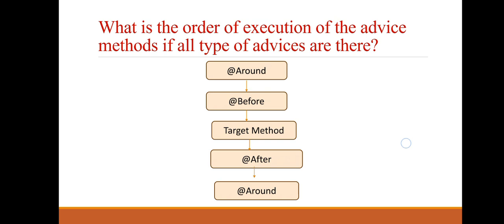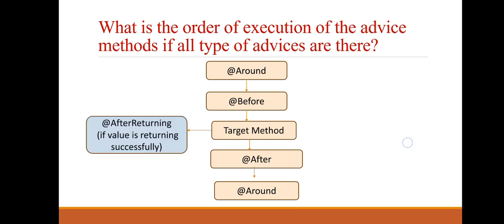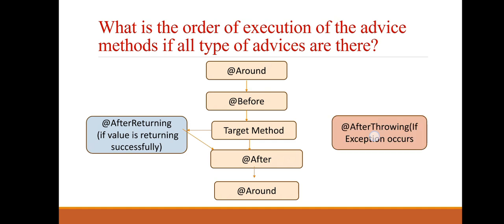If the target method is returning successfully, then @AfterReturning advice will be called, and after that the @After advice will be called. And if an exception occurs, @AfterThrowing advice will be called. So after the target method, this @AfterThrowing will be called, and then again @After will be called. So either @AfterReturning or @AfterThrowing will be called, based on whether the value is returned successfully or it throws some exception.